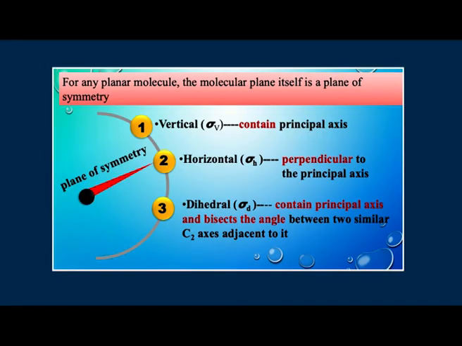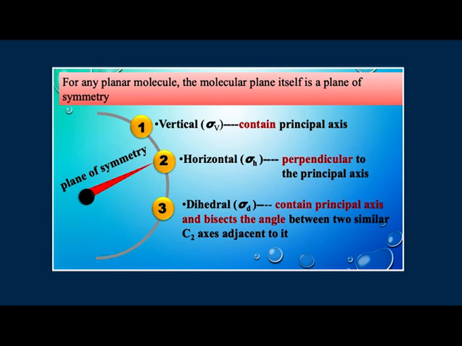Coming to the molecular symmetry, a plane of symmetry is an imaginary plane that bisects a molecule into 2 halves that are mirror images of each other. It is otherwise called mirror plane, represented by sigma. For any planar molecule, the molecular plane itself is a plane of symmetry. The plane of symmetry can be of 3 types, that is vertical, horizontal and dihedral.